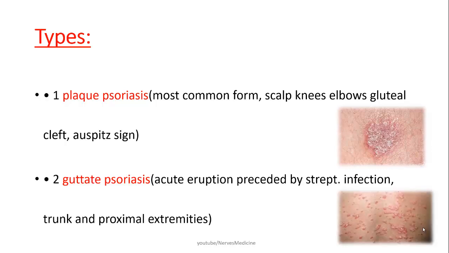Second is guttate psoriasis. Guttate psoriasis is an acute eruption preceded by streptococcal infection. Most common presentation is on the trunk and proximal extremities.